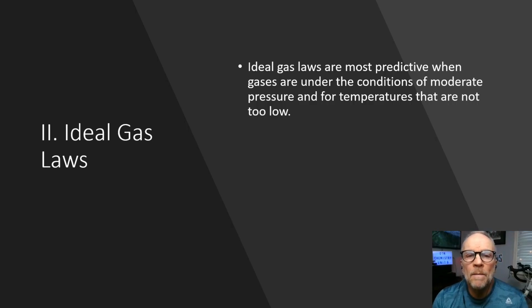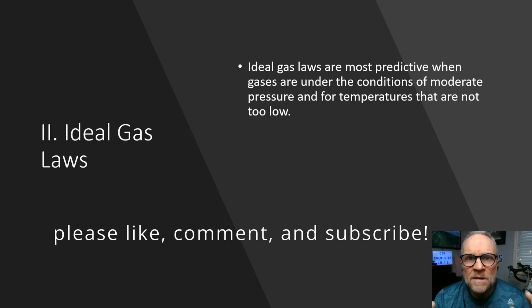Okay, so now let's talk about some ideal gas laws. Ideal gases are most predictive when the conditions are moderate. The temperatures are not too high or low, and the pressure is not extremely great. So what happens is that under normal conditions, these gas molecules are free to move and they don't interact with each other a whole lot. When they collide, they bounce off each other and no energy is lost.